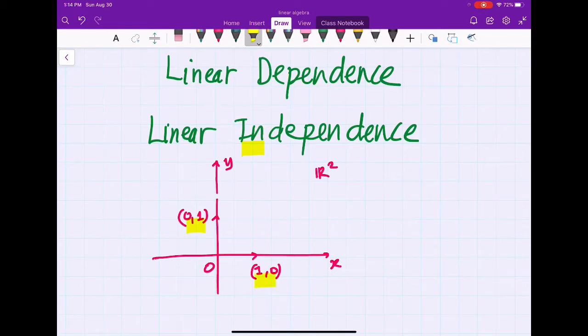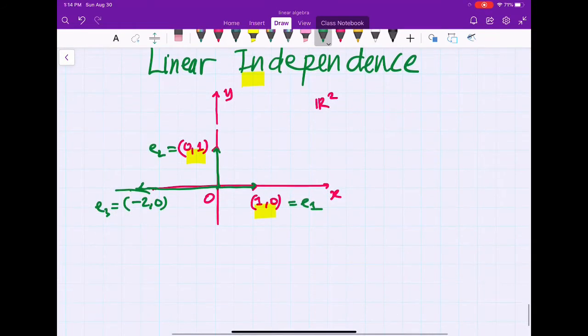Does that make sense? So, if I add one more vector, let's say it is (-2, 0). So let's say this is E1, this is E2, and this is E3, right? And if I consider the set S, which has E1, E2, and E3, right? That means, in this case, S also spans the whole R2.